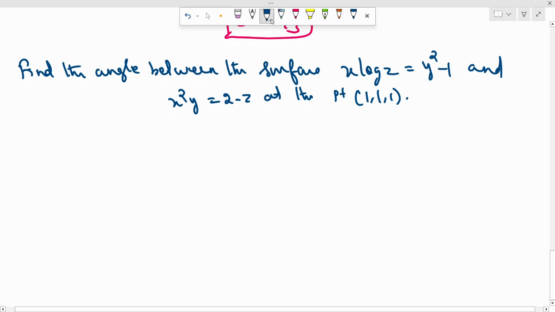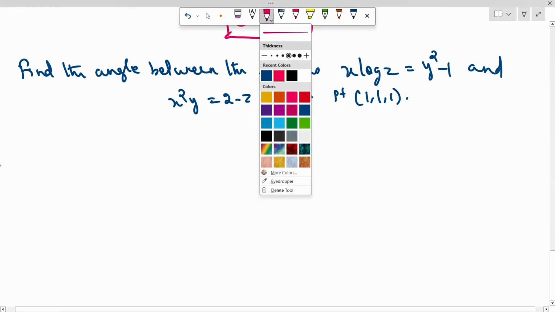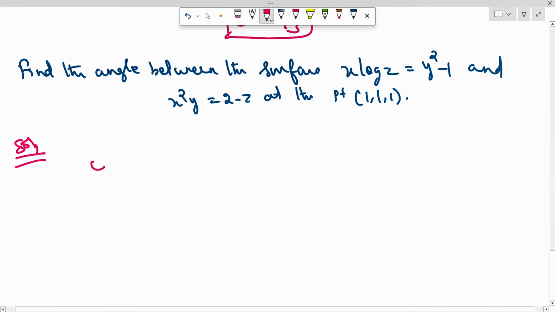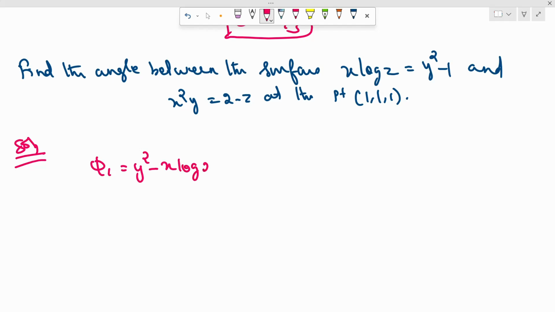First, write clearly the given phi 1 and phi 2 equations. Phi 1 is y square minus x log z minus 1. Rewrite this equation with all the values on one side, and phi 2 is equal to x square y minus 2 plus z. The term 2 minus z goes to the left hand side. We can write it in this form.